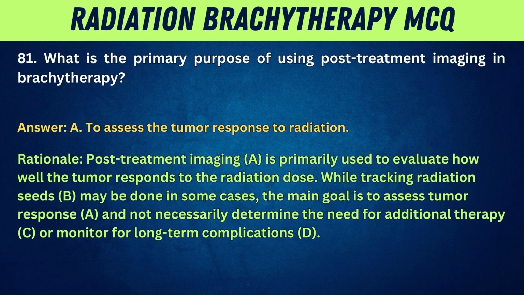Rationale: Post-treatment imaging, A, is primarily used to evaluate how well the tumor responds to the radiation dose. While tracking radiation seeds, B, may be done in some cases, the main goal is to assess tumor response, A, and not necessarily determine the need for additional therapy, C, or monitor for long-term complications, D.